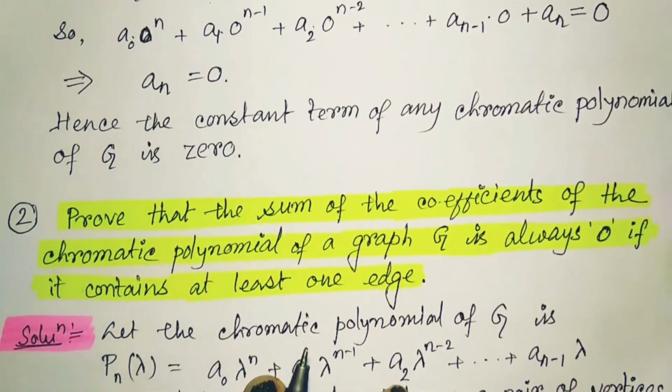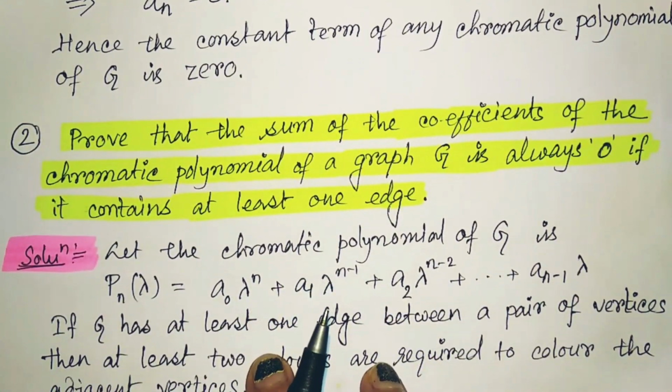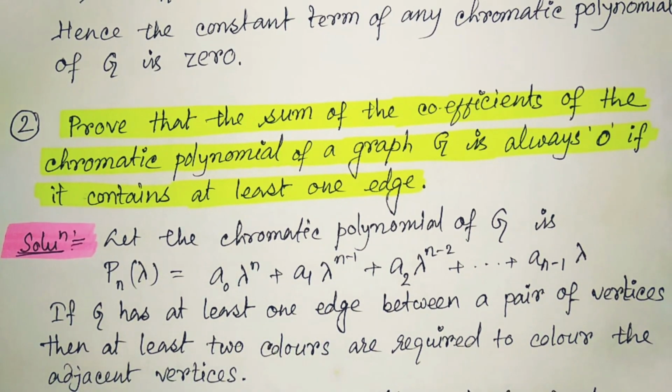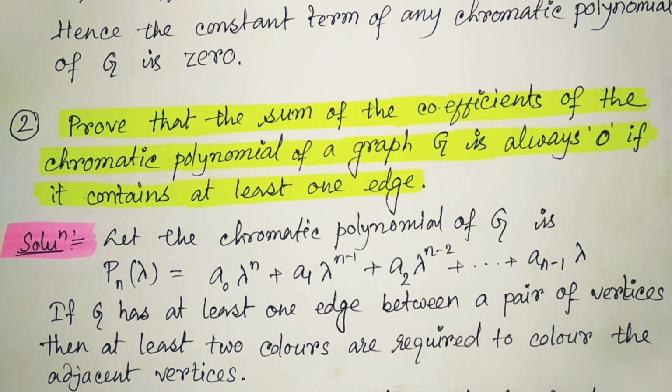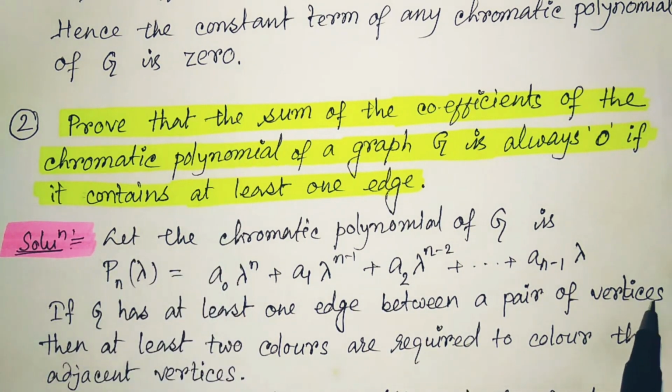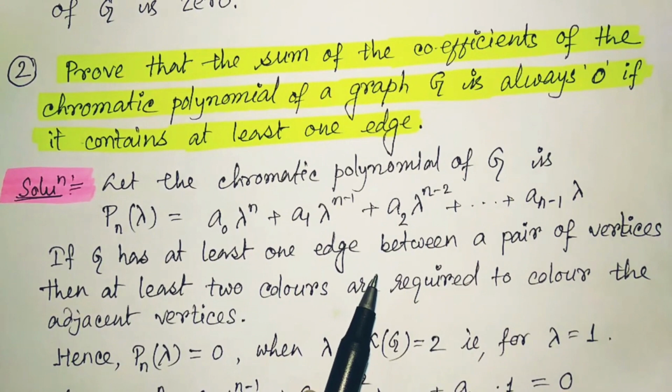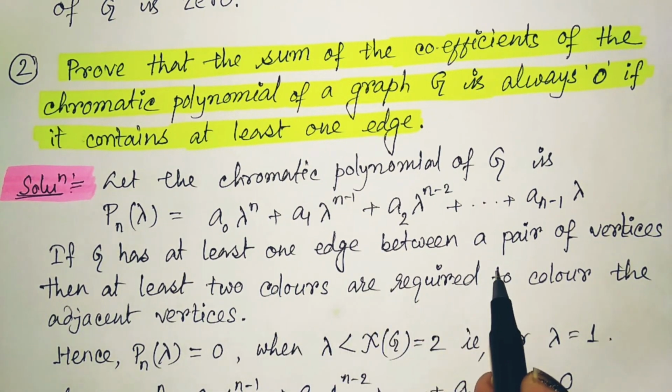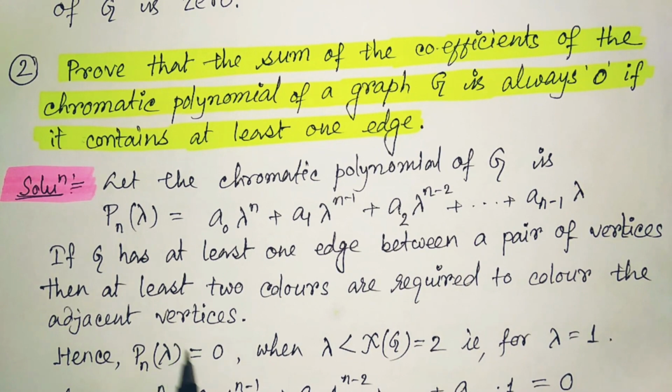So the next theorem is: prove that the sum of the coefficients of the chromatic polynomial of a graph G is always 0 if it contains at least one edge. The graph should have at least one edge. Then we start to prove this theorem. So here let the chromatic polynomial of G be this one. Here the constant term is definitely not present, because in the previous theorem we proved that the constant term is always 0. Now if G has at least one edge between a pair of vertices, then at least two colors are required to color the adjacent vertices.